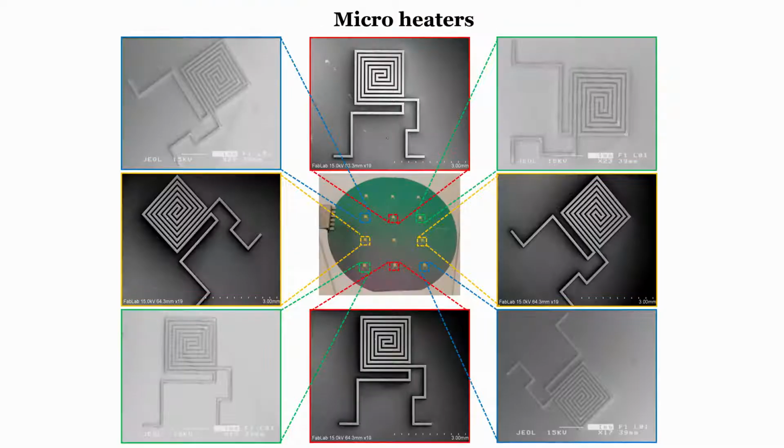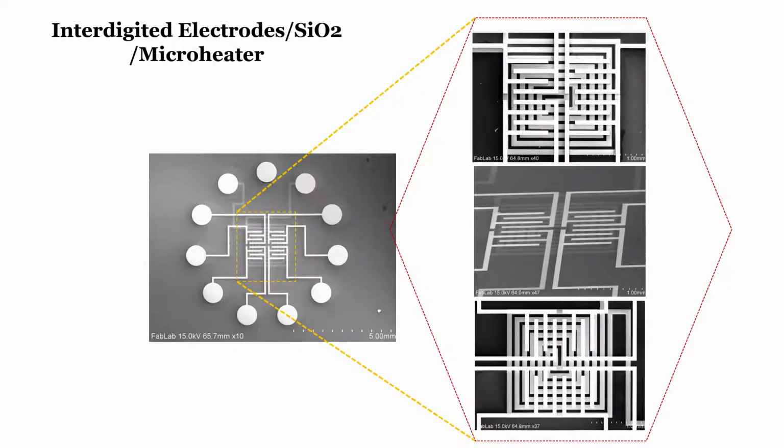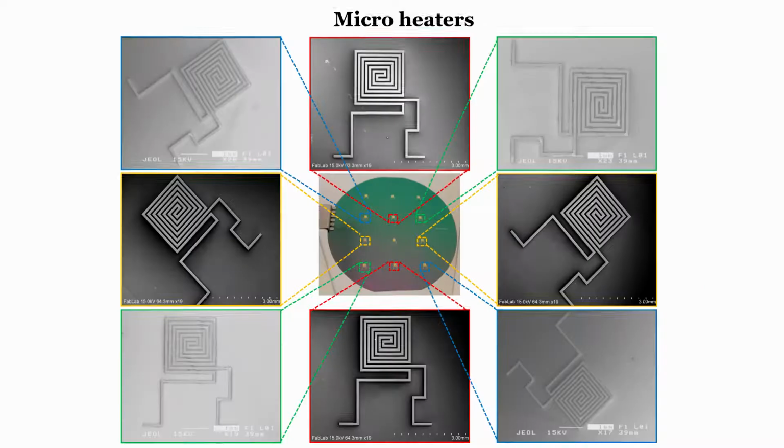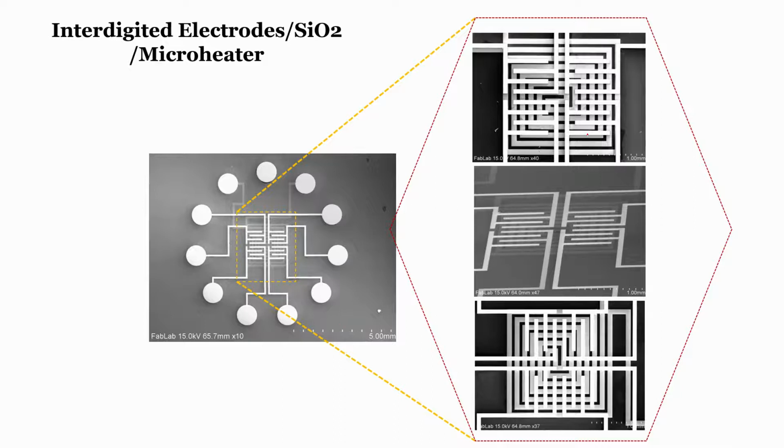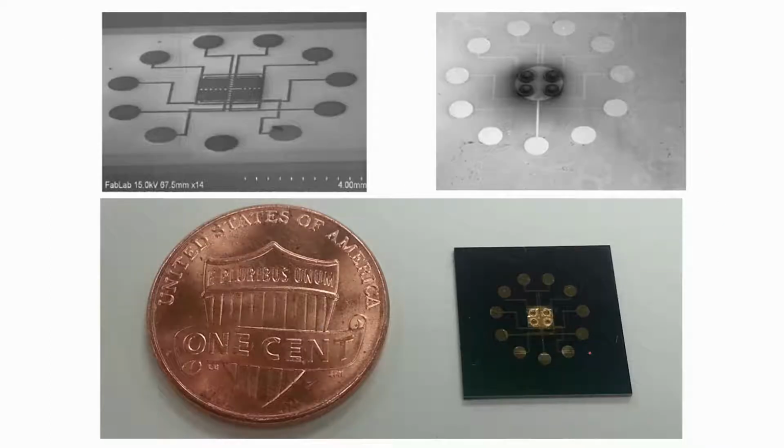I'll move to the next section, and you already know this, how to fabricate micro heaters, right. These are the interdigital electrodes, SEM images of it, and there is a micro heater, over which there is an insulator, on which there are interdigital electrodes, and then if I go to the next slide, you can see here the piezoresistive materials on interdigital electrodes.